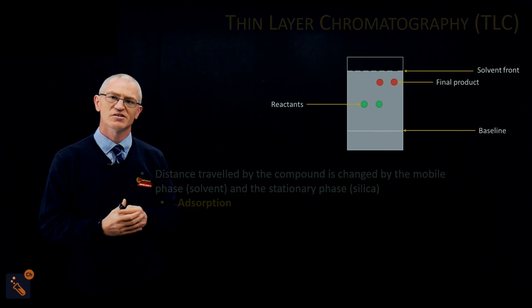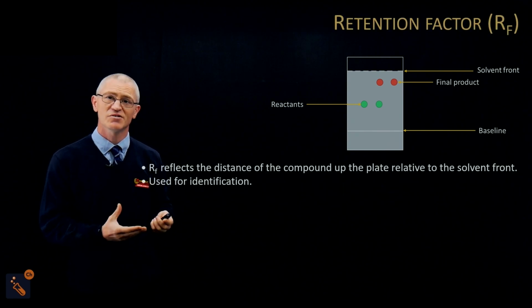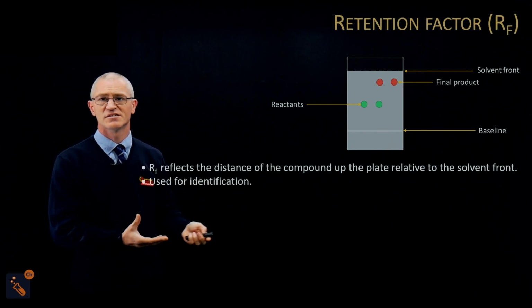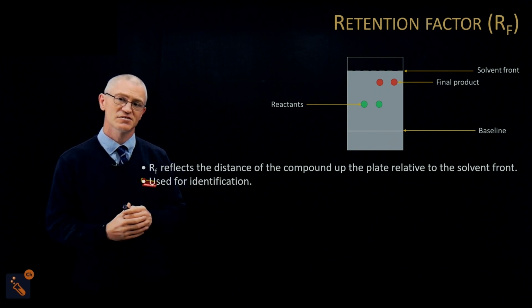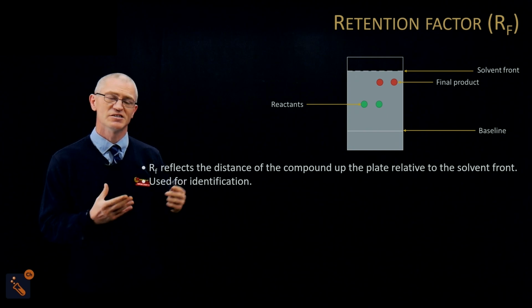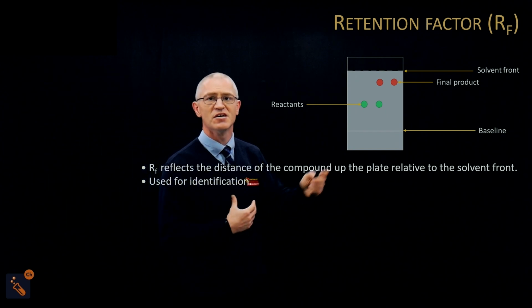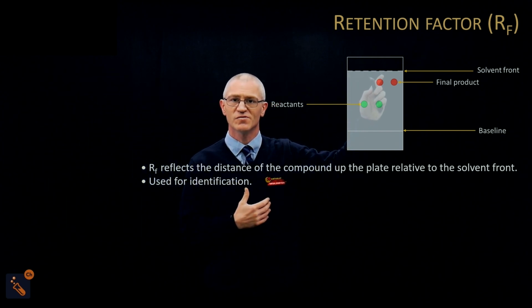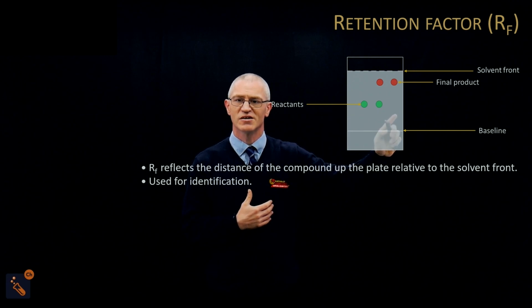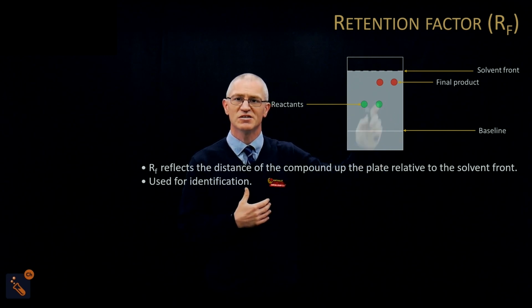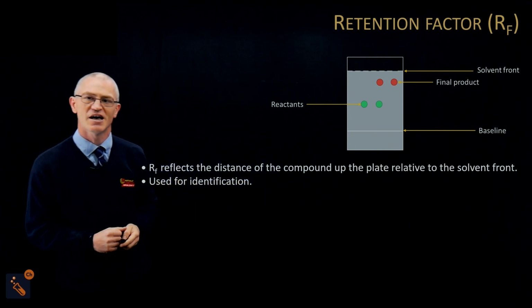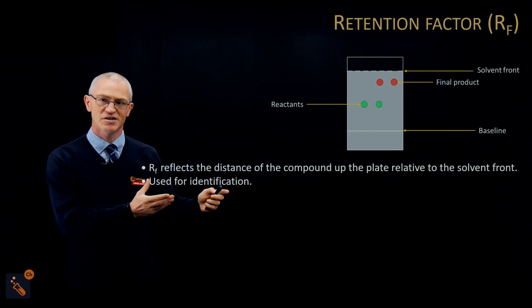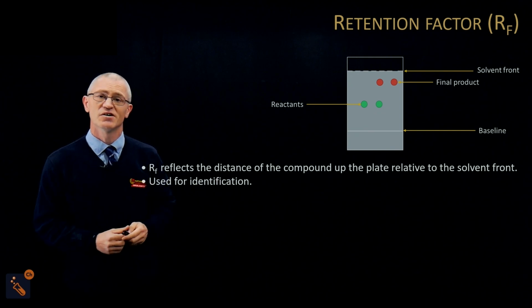Now, let's start to look at something called RF, which is how you interpret thin layer chromatography, or TLC. The RF reflects the distance of the compound up the plate relative to the solvent front. So at the start of this, you see we marked down where the solvent front was, we marked down where the baseline was, which means we know the distance between those two. But we're going to visually show you how you do that. And you can use the RF that we calculate to identify the compound.